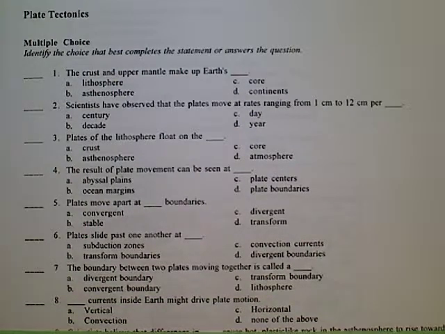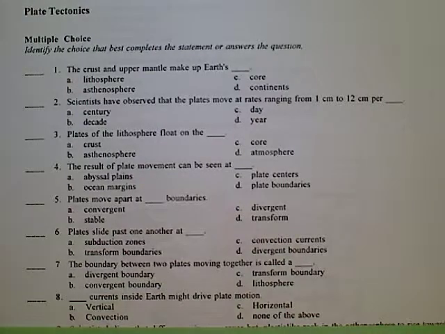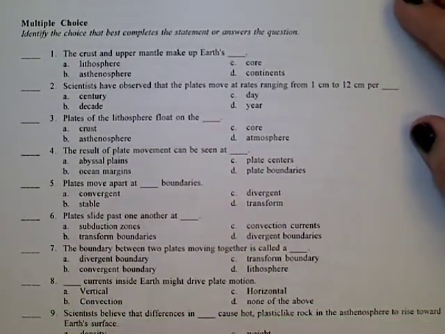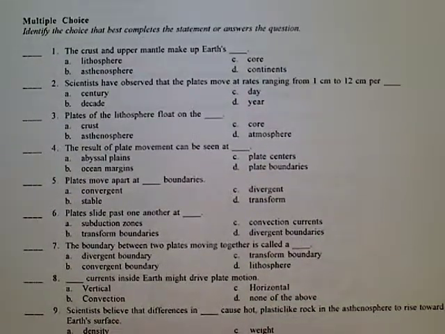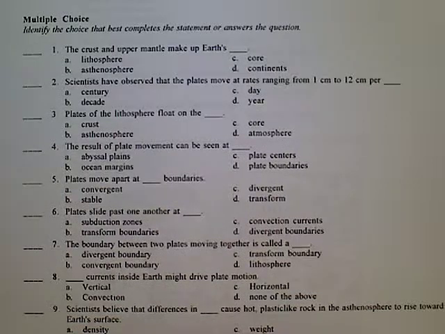8. Blank currents inside Earth might drive plate motion. A. Vertical, B. Convection, C. Horizontal, or D. None of the above. 9. Scientists believe that differences in blank cause hot plastic-like rocks in the asthenosphere to rise toward Earth's surface. A. Density, B. Magnetism, C. Weight, or D. Composition.